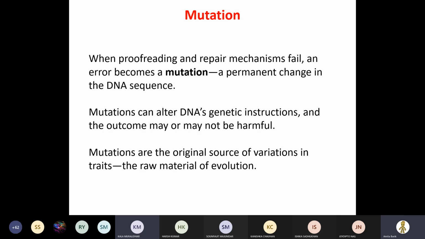Another one is mutation, a phenomenon where sometimes an error happens. If the proofreading mechanism doesn't work or fails, then an error, like A which should have paired with T, but A pairs with G instead, and somehow G has come into that position and is permanently set there. Because the DNA polymerase fails to correct it, this error becomes a mutation. There is a permanent change in the DNA sequence.